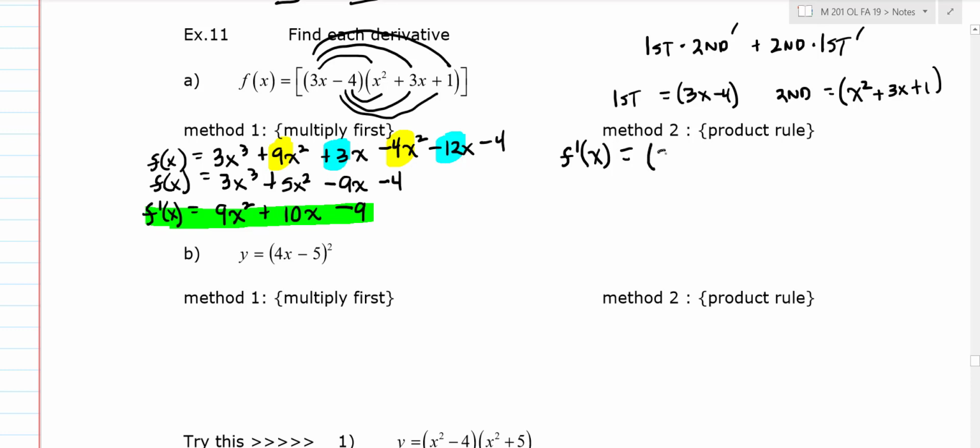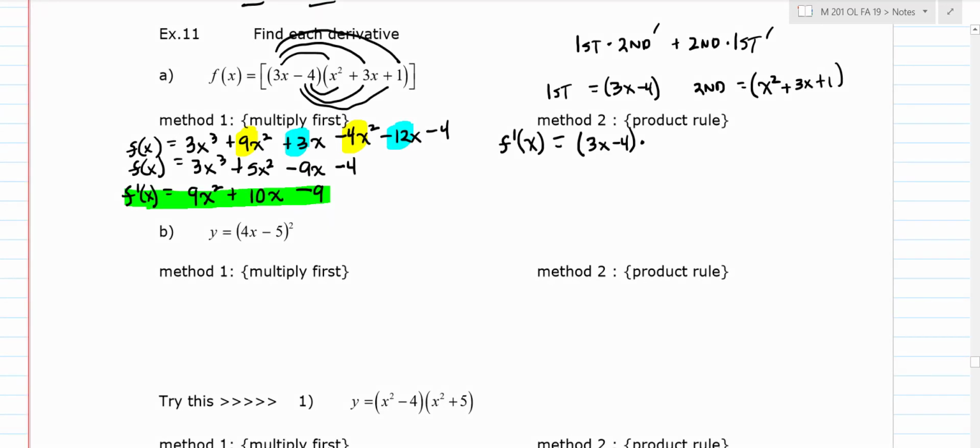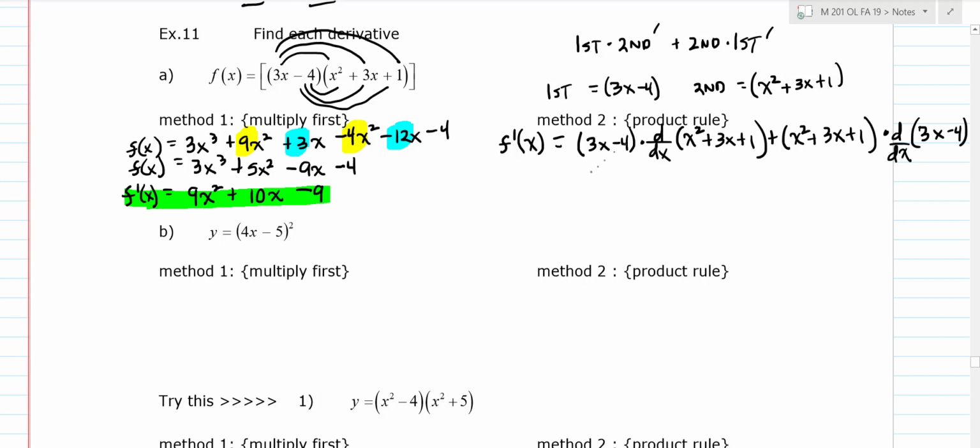So I write down the first, and I'm going to set this up in notation. I kind of prefer that when you're learning this, you set it up in correct notation before you do the derivative. So we do the derivative of the second, okay, plus the second, and then multiplied by the derivative of the first. Okay, so that would be 3x minus 4. Okay, so that's your setup. First times derivative of second plus second times derivative of first. So once you learn how to get that set up, it's pretty easy to do.